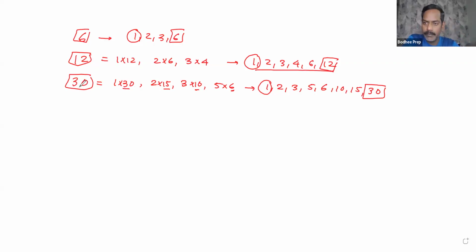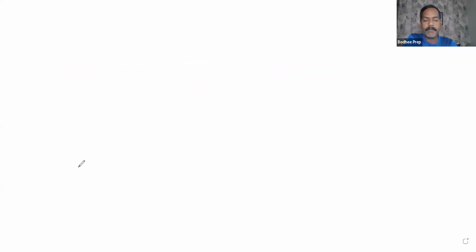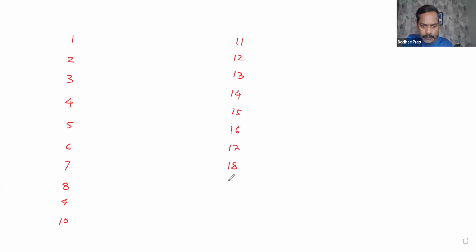Now, how are prime numbers related to factors? Let's see that. What we will do is take the factors of the first 20 numbers. Let's take the process from very elementary. So 1, 2, 3, 4, 5, 6, 7, 8, 9, and 10. Next, I'm writing 11, 12, 13, 14, 15, 16, 17, 18, 19, and 20. What I'll do is factorize them and try to figure out in how many different ways these can be written as a product of two numbers.